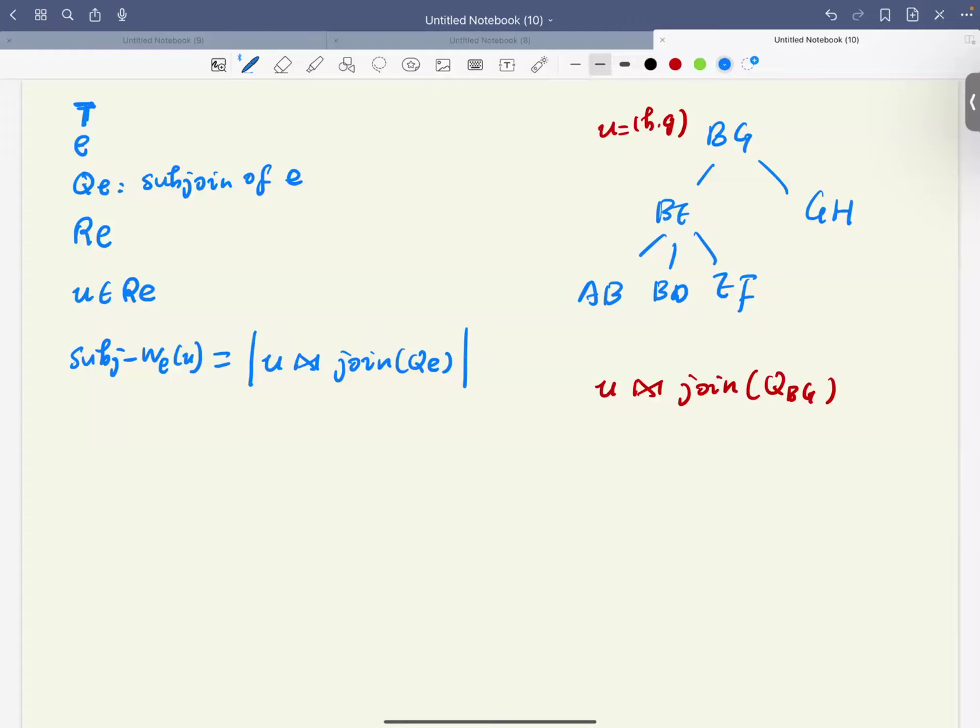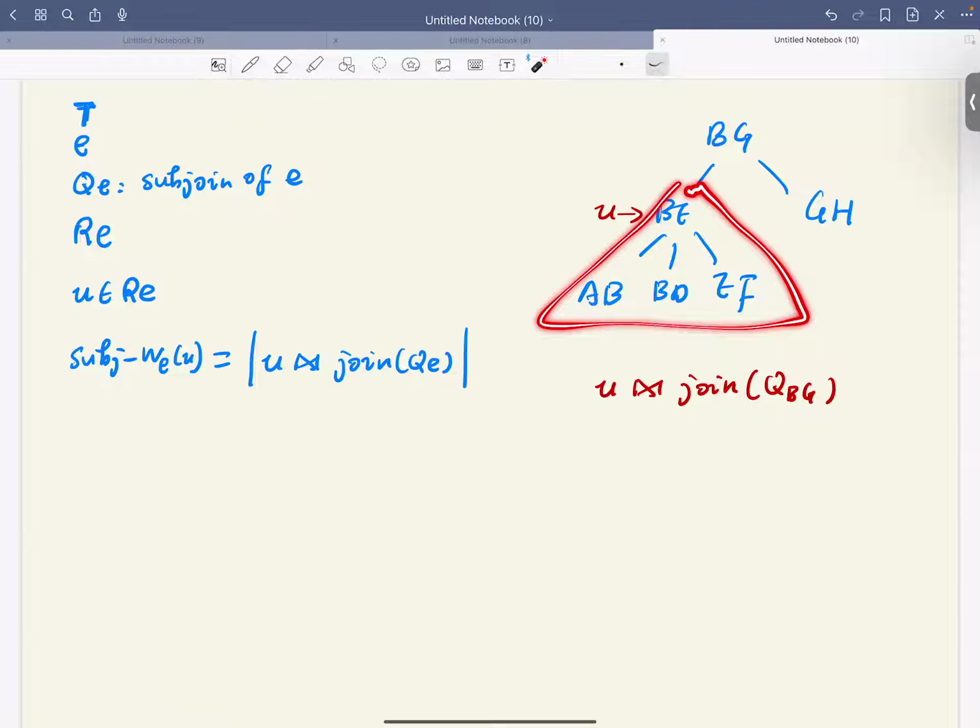Now just a quiz. Let's say U is BG there. This time I'm going to use the terminology. What is the subjoin weight of U? Well, you should know this is just the number of tuples in the subjoin of BG, which is the entire join, that are produced by U. Now let's move U to a tuple in BE. What is the subjoin weight of U? You see the terminology. You should tell me, let's look at the subjoin of BE. Now let's extract all those tuples that are produced by U. By the way, is it possible for the subjoin weight to be 0?